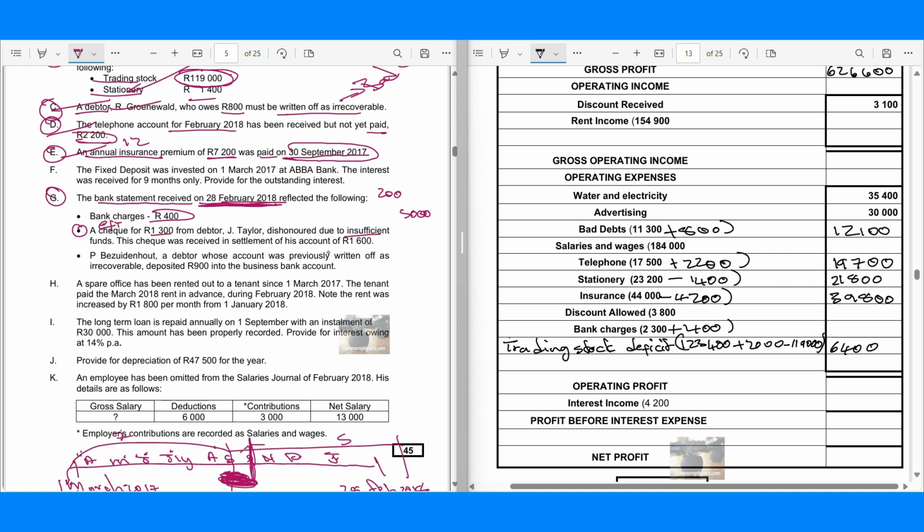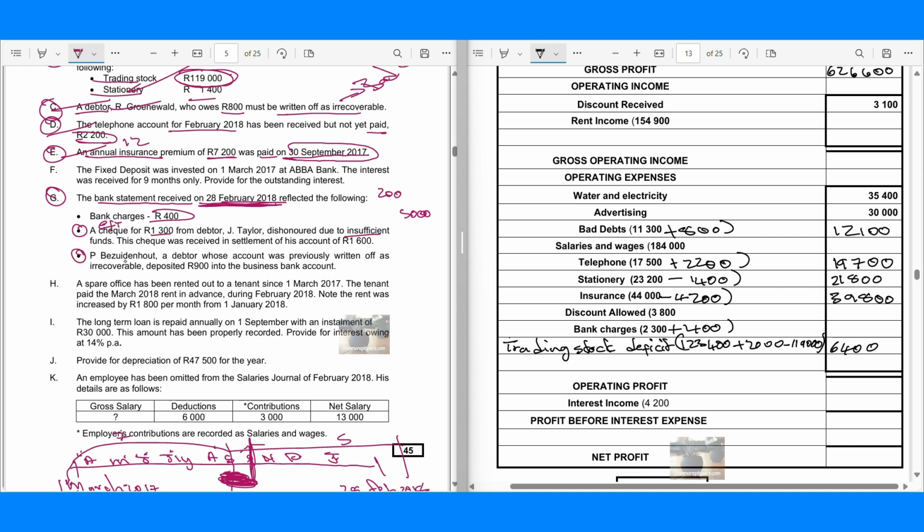So now when you see this transaction, I don't think it affects our income statement, right? So let's check the last one.